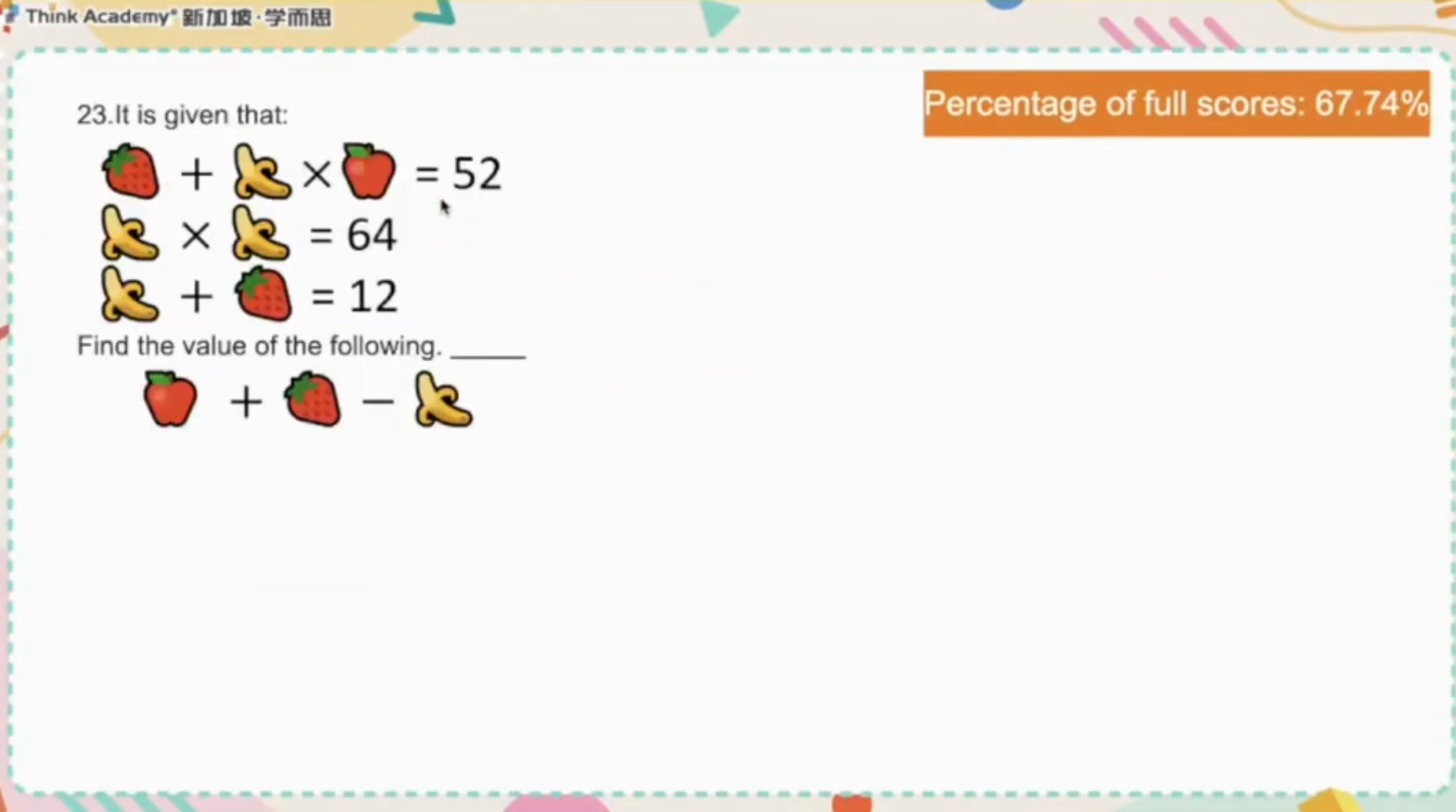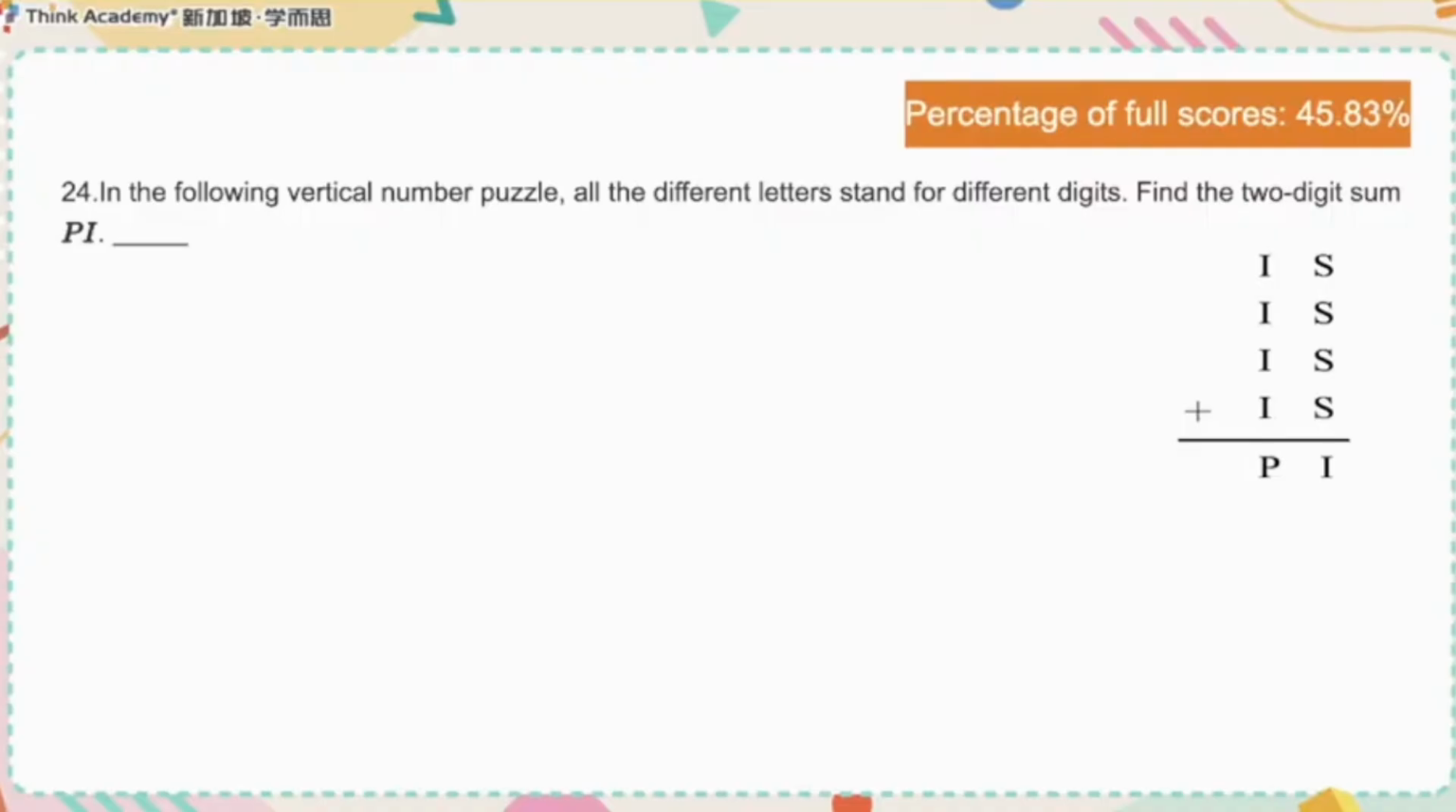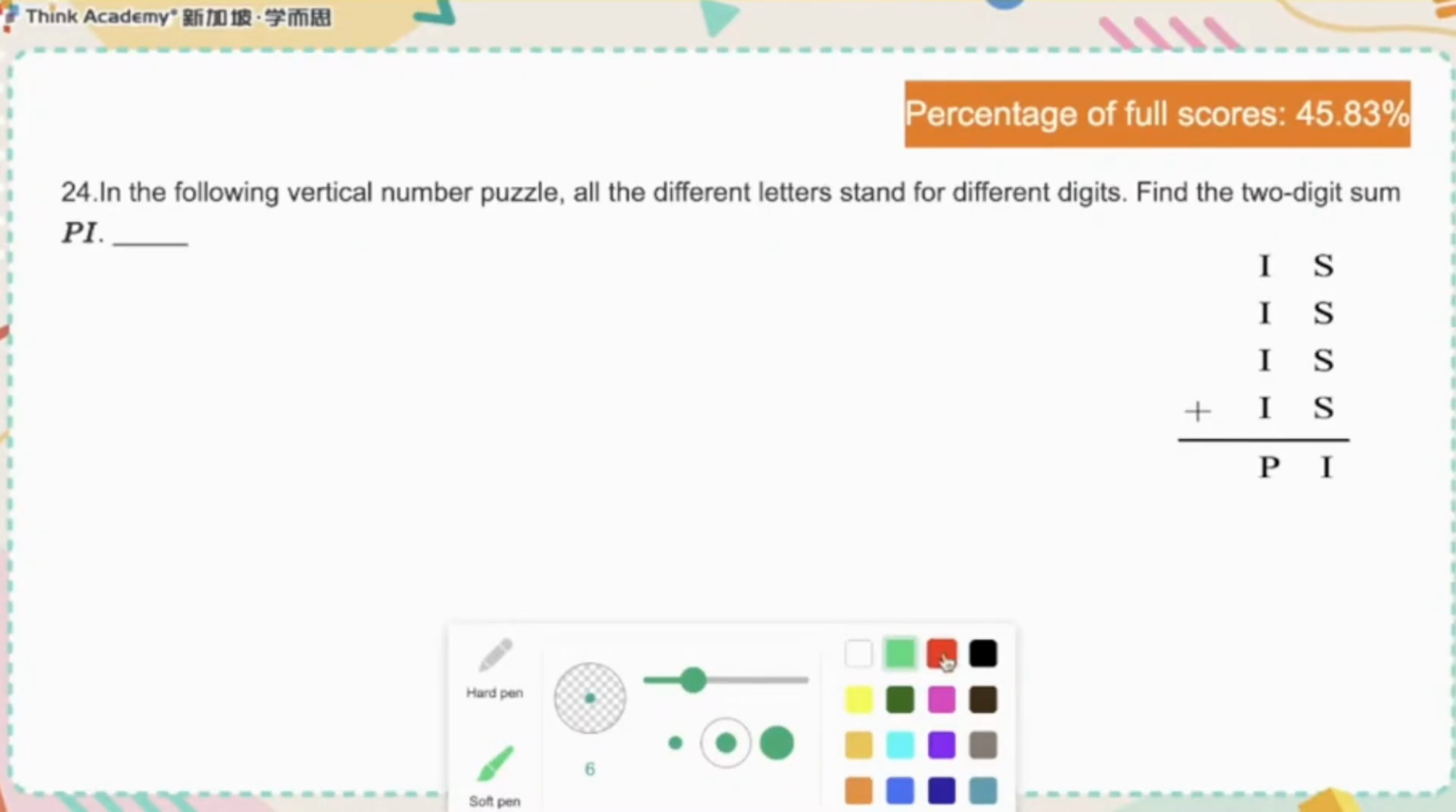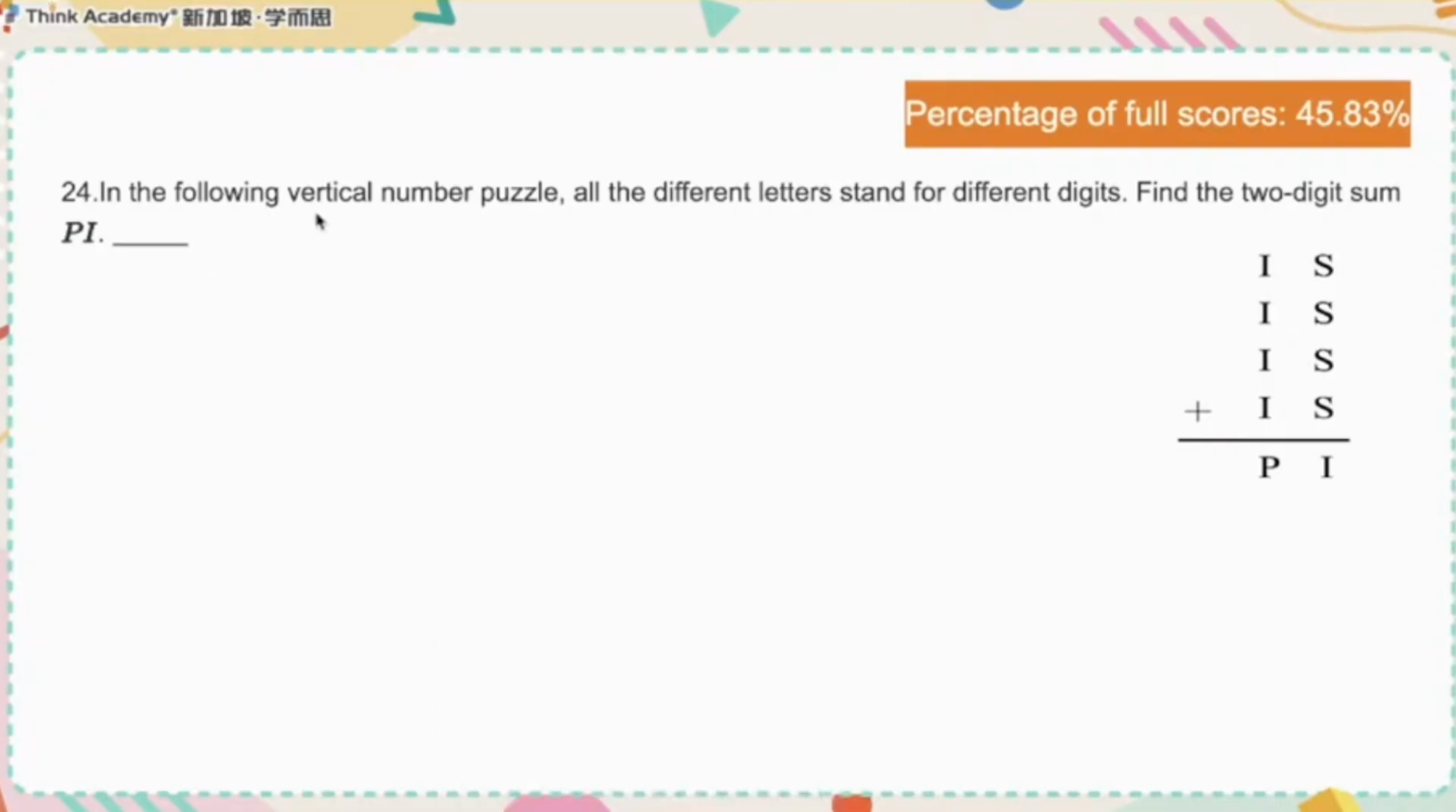Then this time the question 23, not that hard. You can just start with the second equation because this one we got only one shape, right? And then the question 24. This one, a lot of you got it wrong. Let's take a look. In the following vertical number puzzle, all the different letters stand for different digits. Find the 2-digit sum of PI.